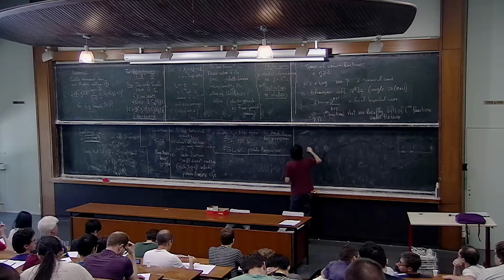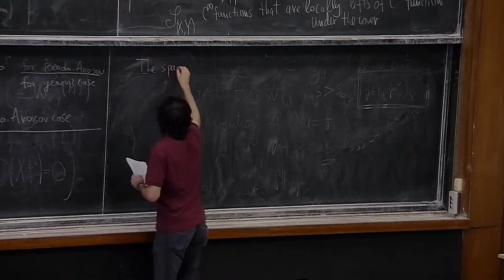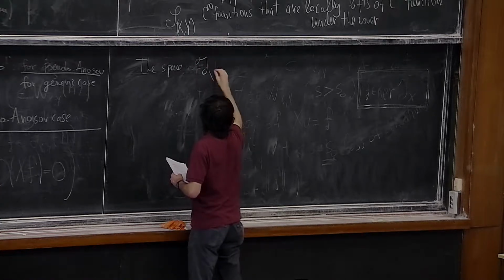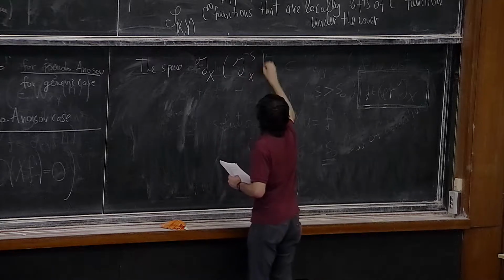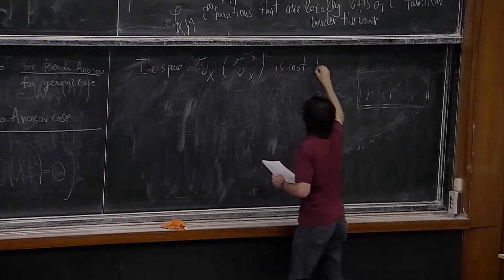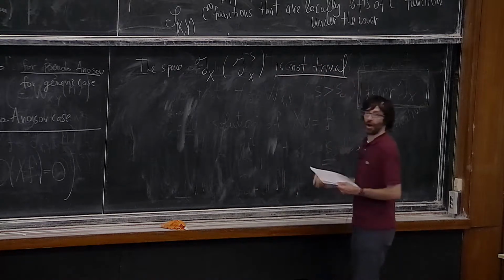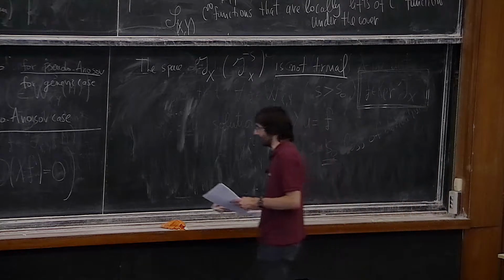Okay, so now the issue is that the space I_X and I_{-s}X is not trivial. So now I have to discuss why that is. I mean, how do we deal with this?